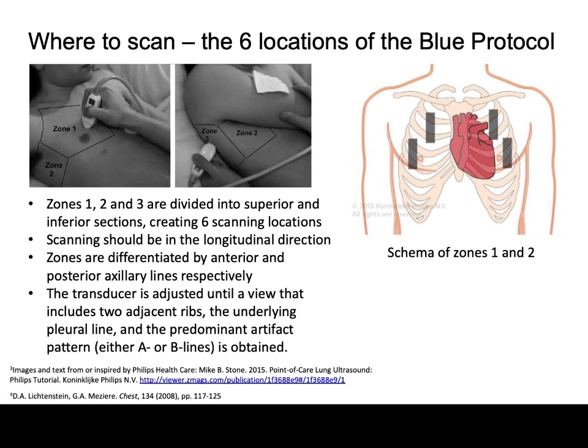Zone 1 and Zone 2 are differentiated by the anterior axillary line, and Zone 2 and Zone 3 are differentiated by the posterior axillary line. Each zone has 2 scanning locations, superior and inferior. The transducer is adjusted until a view that includes 2 adjacent ribs, the underlying pleural line, and the predominant artifact pattern, either A lines or B lines, should be obtained.